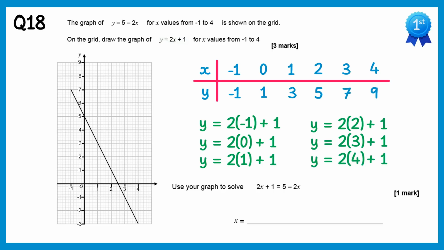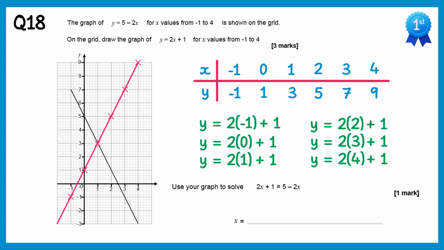We can then plot each of these as coordinates. So first of all, -1 with -1, which goes here. And then 0 with 1, which goes here. 1 with 3, here. 2 with 5, 3 with 7, and 4, 9. If you join all of these up with a ruler, it should make a straight line like this.